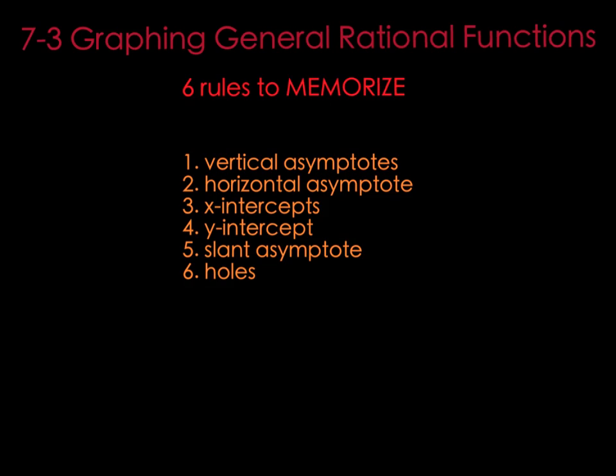Those rules apply to vertical asymptotes, which we've talked about; horizontal asymptote, there's only going to be one, but vertical there could be more than one; x-intercepts and y-intercept. You can have more than one x-intercept, but you can only cross the y-axis one time, if it crosses it at all. You might have a slant asymptote. Those are kind of tricky, but we'll get there. And holes. You could have a hole in your graph.